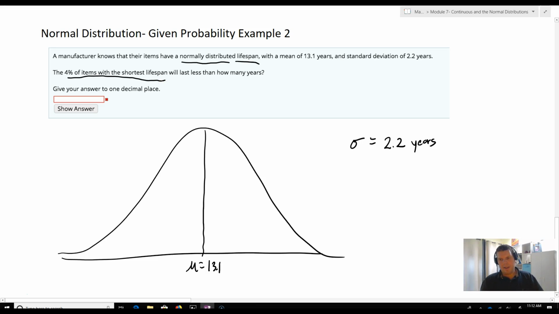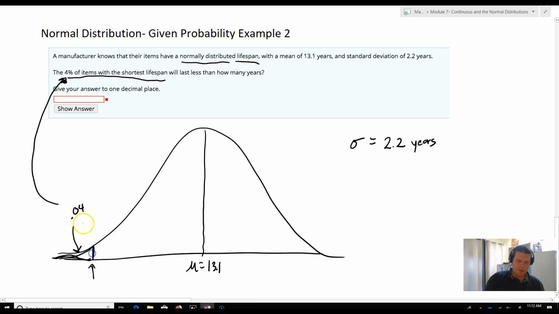It's really important that it's the shortest lifespan because that indicates which side of the distribution I'm looking for. Because they're the shortest ones, they're the smaller ones, so they're going to be down here on the left-hand side. And the size of this region is going to be 0.04, because that goes along with the 4%.